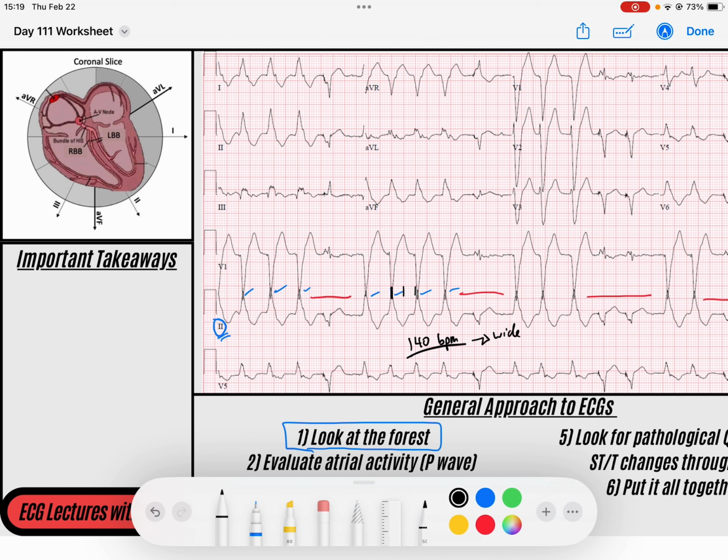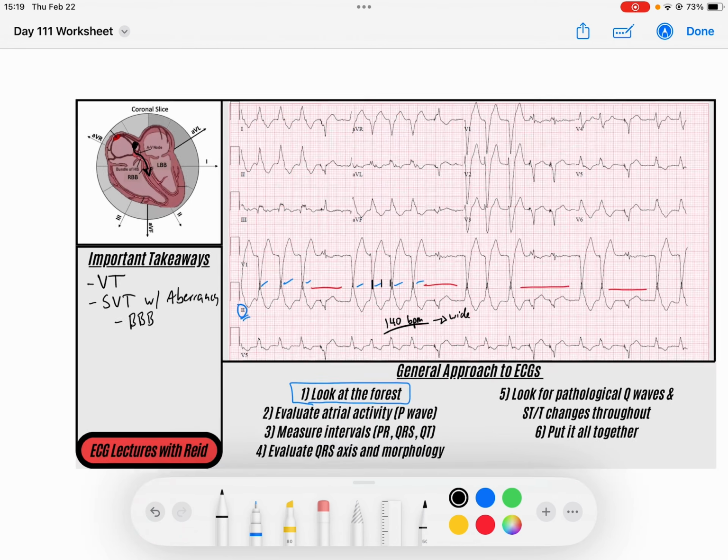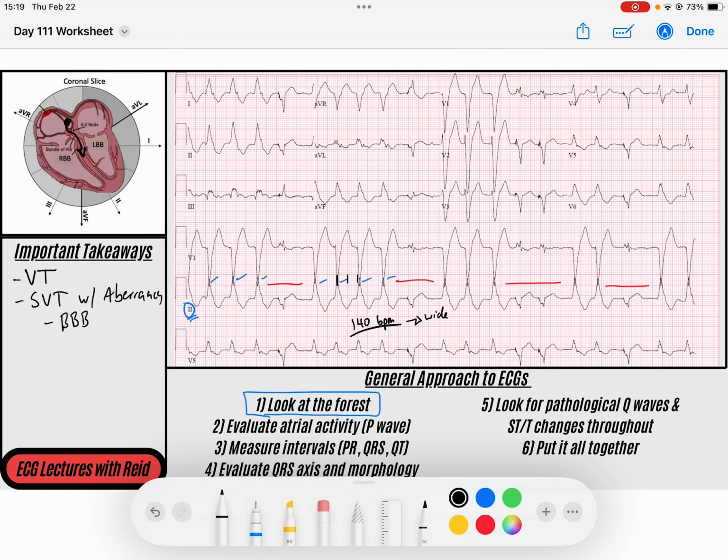Well, what's our differential for wide complex tachycardias? We need to see if this is ventricular tachycardia or some type of supraventricular tachycardia with aberrancy, right? Meaning maybe an SVT with a bundle branch block, where we have some atrial arrhythmia, but every time it's conducted down to the ventricles, it's done so aberrantly. So one, we need to rule out or rule in VT first, right? Ventricular tachycardia is a scary thing.